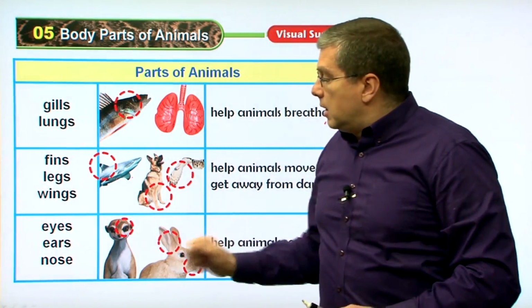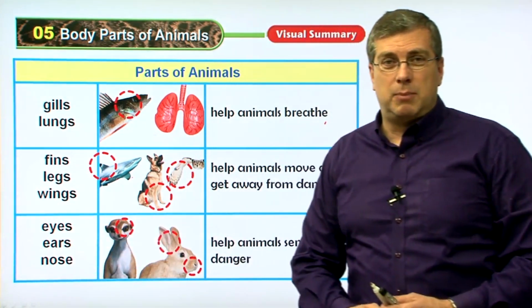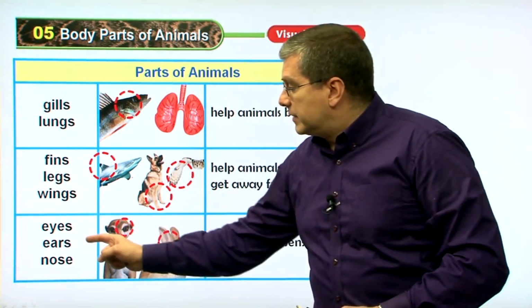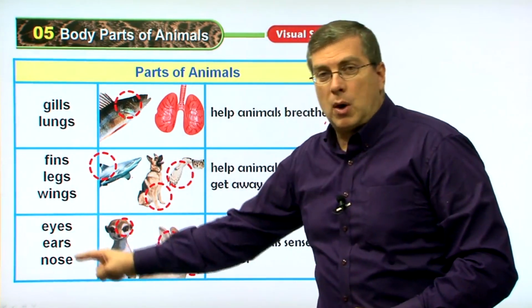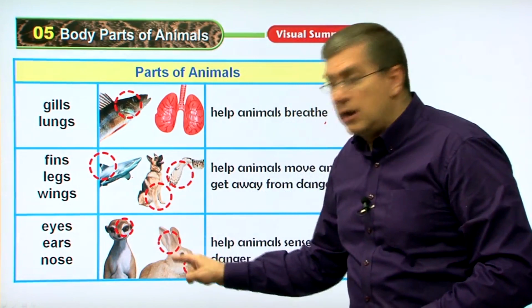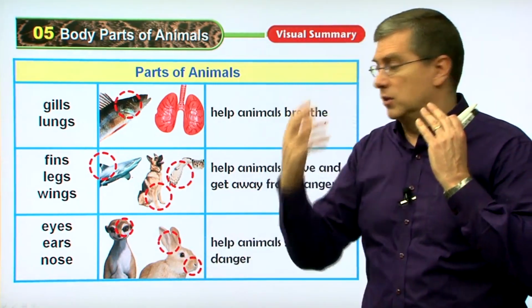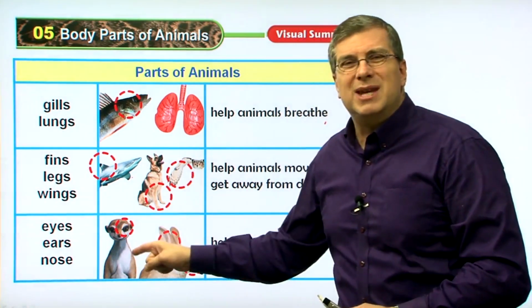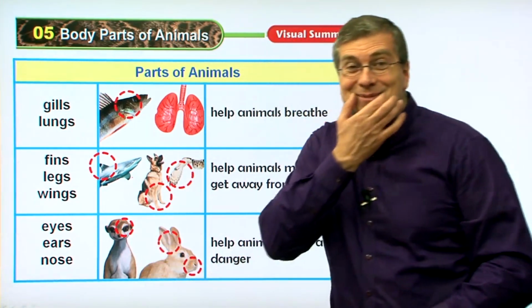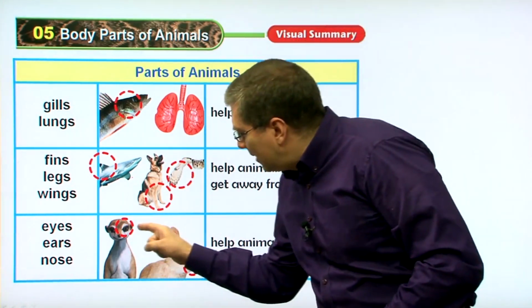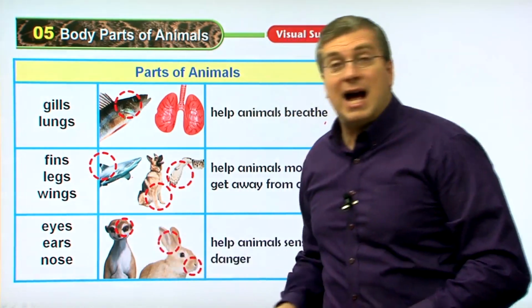Okay, next one, we have some very interesting body parts here. Here are eyes, ears, and nose, okay? And these animal parts are on the heads of animals, right? Here we have a normal lemur, right? This little lemur right here. Look at that. He's kind of smiling, right? He's very cute. Anyway, of course, he's got very big eyes, right?